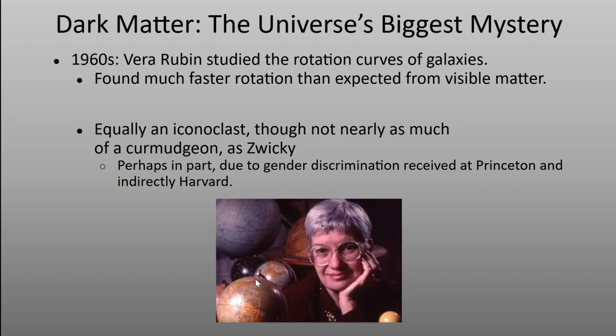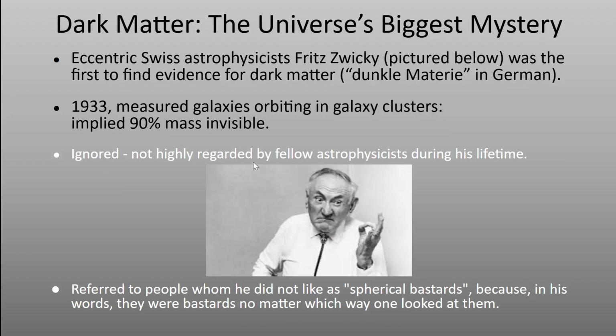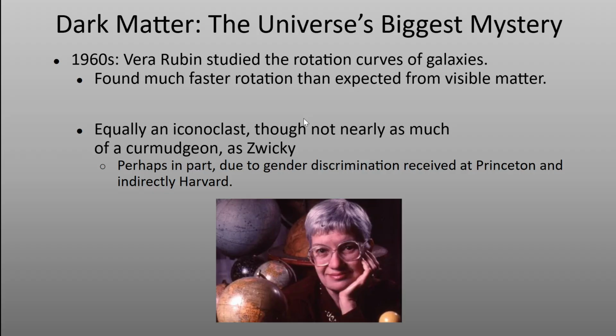And whereas Fritz Zwicky, I guess I maybe glossed over it a little bit, was looking at the motion of galaxies in galaxy clusters and suggested that there must be a lot of mass that was invisible, Vera Rubin did something similar, but was considering the rotation curves of spiral galaxies and found faster rotation than you'd expect from the matter that was directly observable. And so this suggested that there's some additional missing mass.